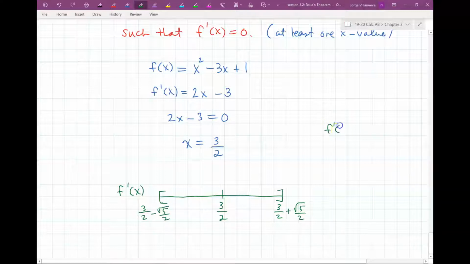So f prime of, we can pick 1 and we can do f prime of 2. Those are numbers between here. Okay, those numbers are right here and right here. They're right in between a 1 and a 2.